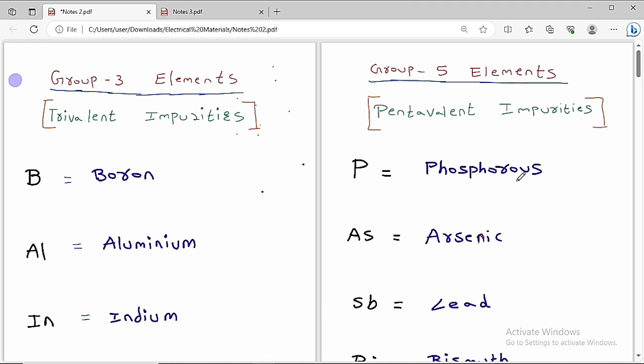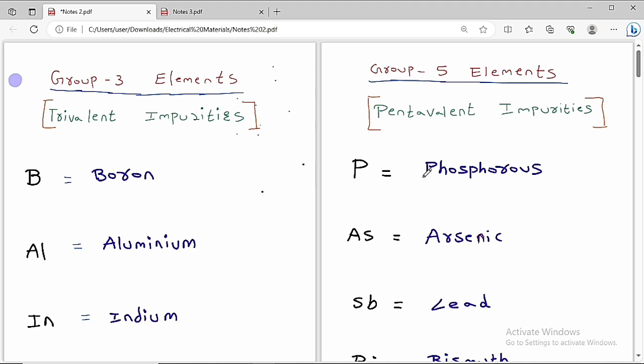In a p type semiconductor, the majority carriers are the holes and the minority carriers are the electrons. Whereas in an n type semiconductor, the majority carriers are the electrons and the minority carriers are the holes. So whenever you add group 3 elements to a pure semiconductor, you get a p type semiconductor: majority carriers are holes and minority carriers are electrons. Whenever we add group 5 elements to a pure semiconductor, we get an n type semiconductor: majority carriers are electrons and minority carriers are holes.